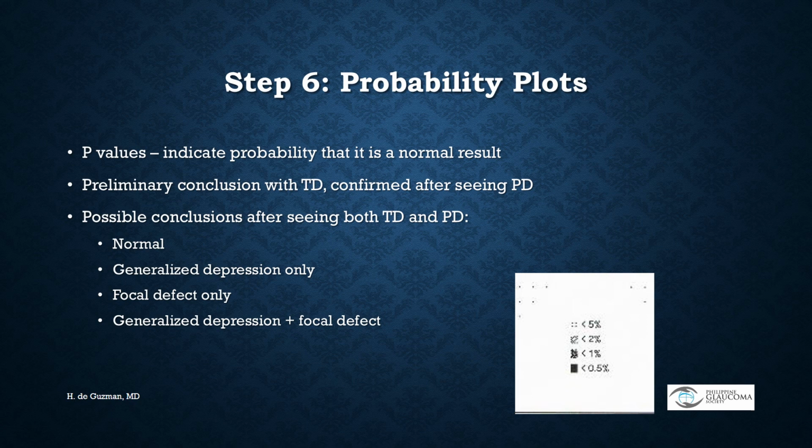So we can make a preliminary conclusion with the total deviation plot, but we can only confirm it after seeing the pattern deviation plot. So the things that we can conclude after looking at the probability plots are that it's normal, or that there's generalized depression, or a focal defect, or both generalized depression and a focal defect.